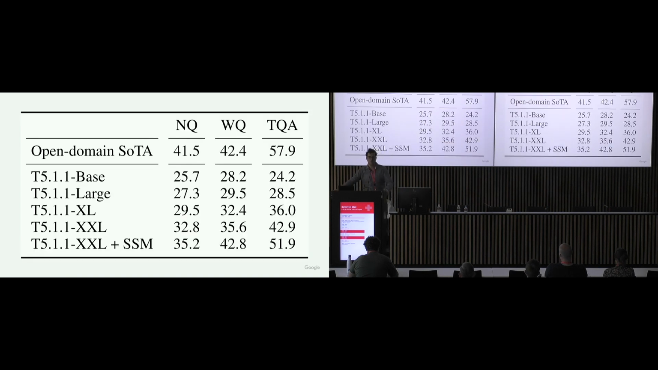And now if you expand to XXL with salient span masking and you evaluate on these datasets, you see there is a big improvement on all three of them. And in web questions in particular, T5 with this masking approach became the state of the art.